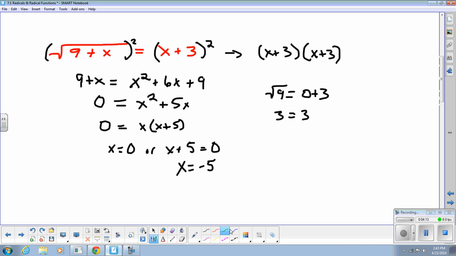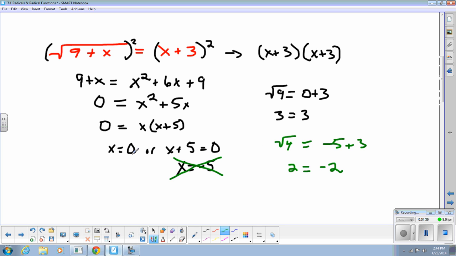Now I want to deal with the -5. So as I'm dealing with the -5, I have the square root of 9 plus -5, so that's the square root of 4. Does that equal -5 plus 3? Well, the square root of 4 is 2. Does 2 equal -2? False answer. So that means this one right here, x equals -5, we cannot use. We cannot use that because it gives us a false answer when we check it.